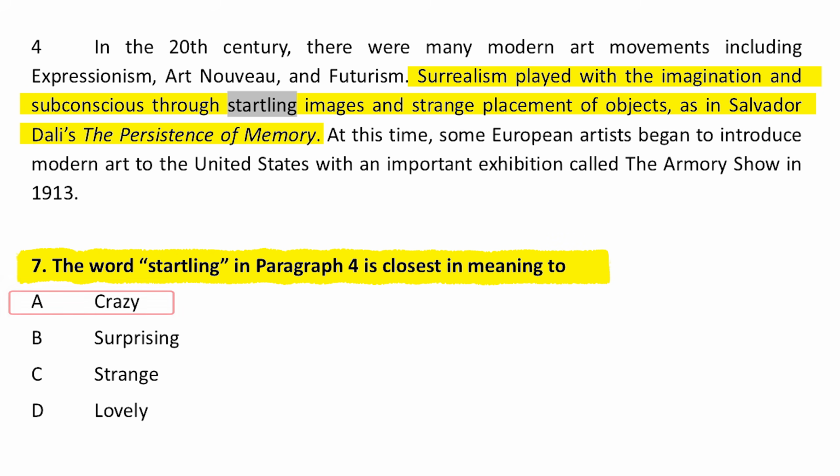A, crazy. This one might seem close at first, because surrealist art can definitely feel wild or bizarre. But crazy is a more emotional or even slang term. It doesn't quite match the tone of the passage. Startling means something that catches you off guard, not necessarily something that's out of control or irrational. So A is incorrect.